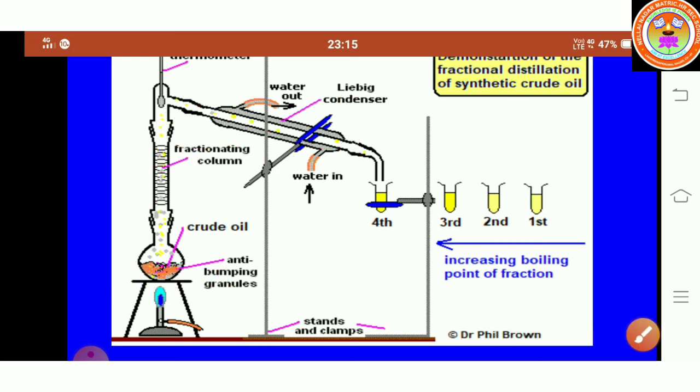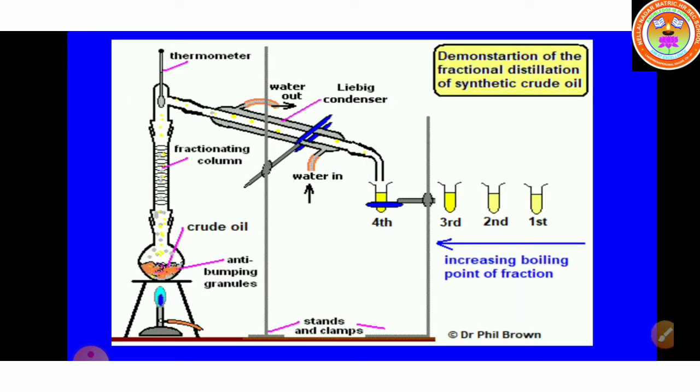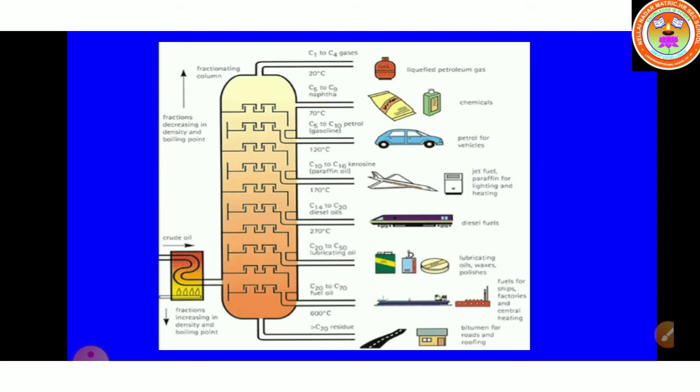Acetone and benzene can be further purified by redistillation using simple distillation apparatus. And students, fractional distillation is used in petrochemical industries to obtain different fractions of petroleum.